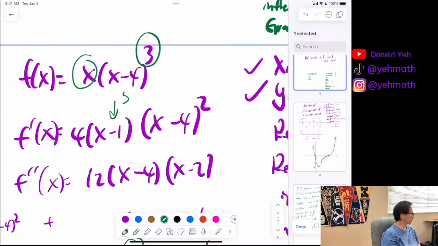We couldn't factor out 4, and in the second derivative we couldn't factor out 12. It's literally the same answer, it's just factored out. I had it, I just didn't factor it.